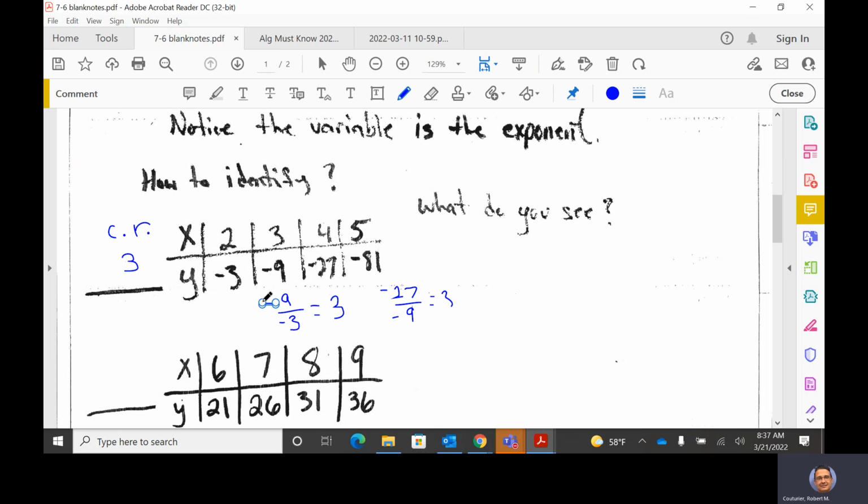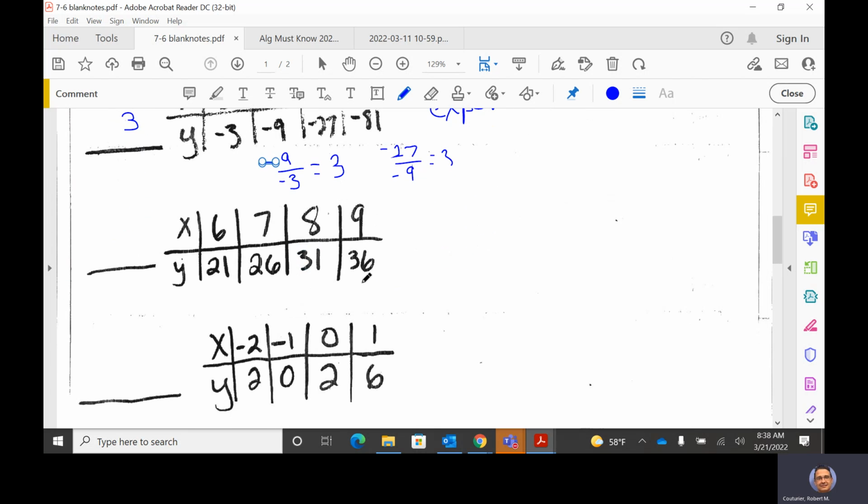They're not adding 3 every time. They're multiplying by 3 each time. So when it's a multiple, it's a common ratio. And you can say, hey, this one is exponential. It's an exponential function.